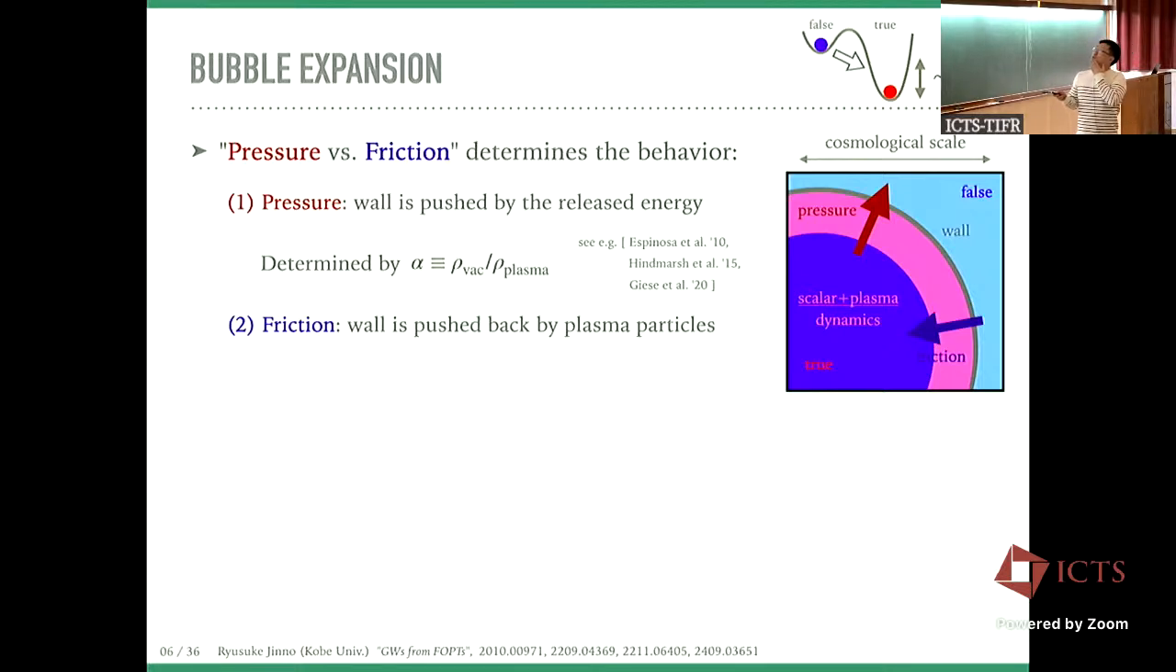Traditionally, we parameterize this pressure by rho vacuum over rho plasma, defined as alpha. Rho vacuum is, roughly speaking, the difference between the energy density at the true vacuum and the false vacuum. And rho plasma is the energy density of the plasma. The plasma particles are everywhere in the universe. So this is a dimensionless quantity. On the other hand, friction arises because the wall is pushed back by plasma particles.